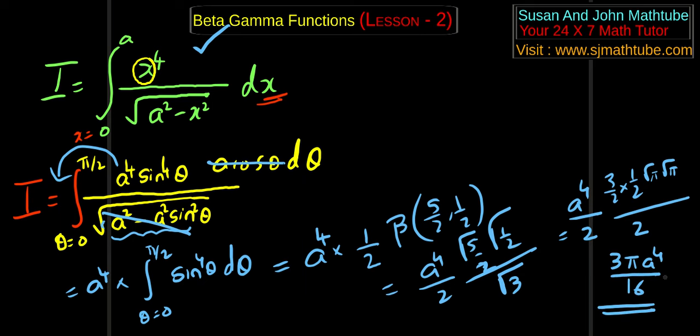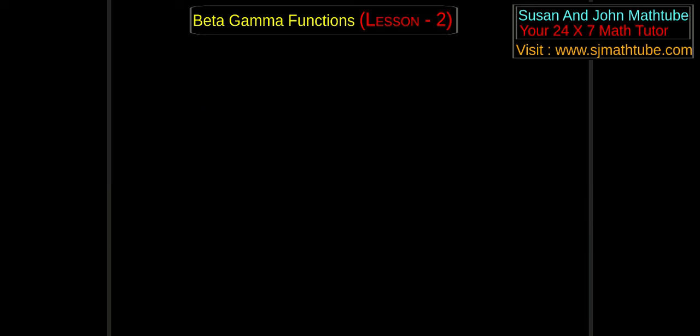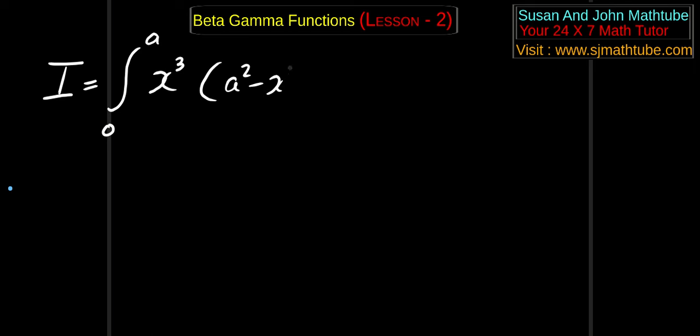Okay, now one more question of the same type, and that will be the last question I am going to work out on the screen for you. So please write, evaluate the integral 0 to a x cube into (a square minus x square) the whole power 5 by 2 dx. Now look at this.